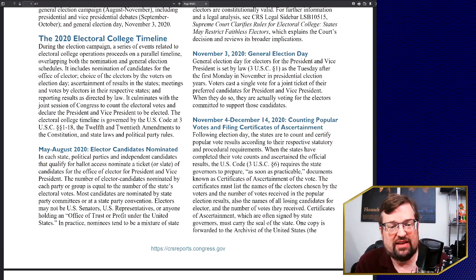And they have to figure all of that out. So November 4th through the 14th is the counting of the popular votes and filing of the certificates of ascertainment. Now I'm going to give you a link to this PDF file that explains it all and gives all the dates, so you can know in detail what's going on.